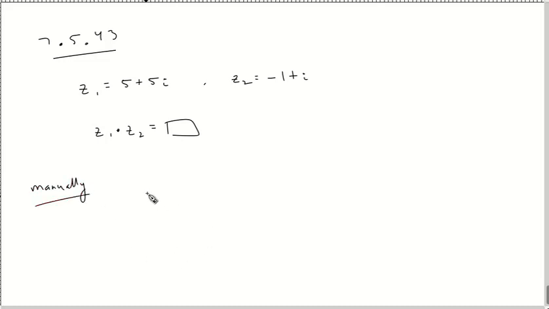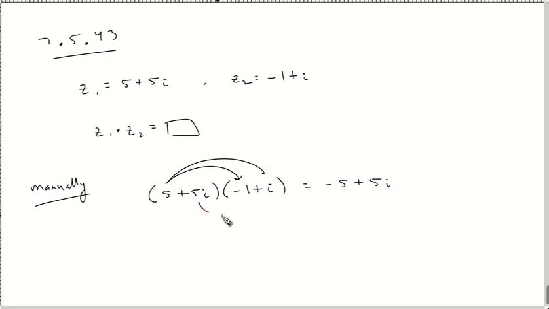What do I mean by that? It says to multiply these 2 things, right? I'm going to multiply these 2 things together. I'm going to FOIL them. 5 times negative 1 is negative 5. 5 times the i is a 5i. 5i times negative 1 is a negative 5i. And then I got 5i times i is a positive 5i squared.